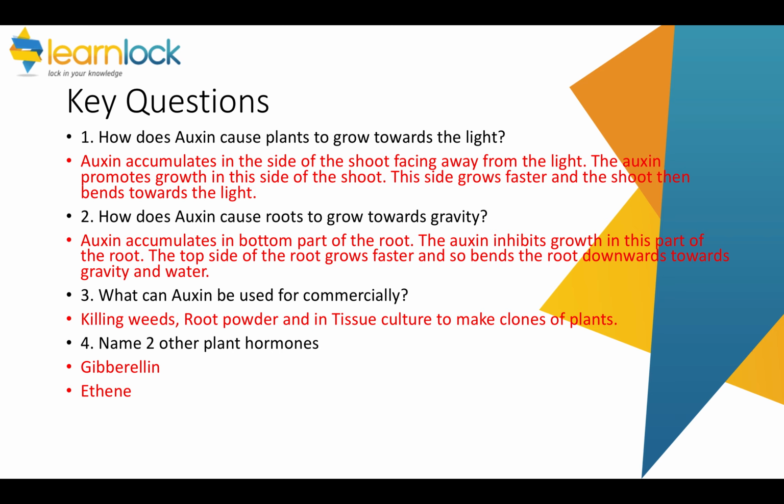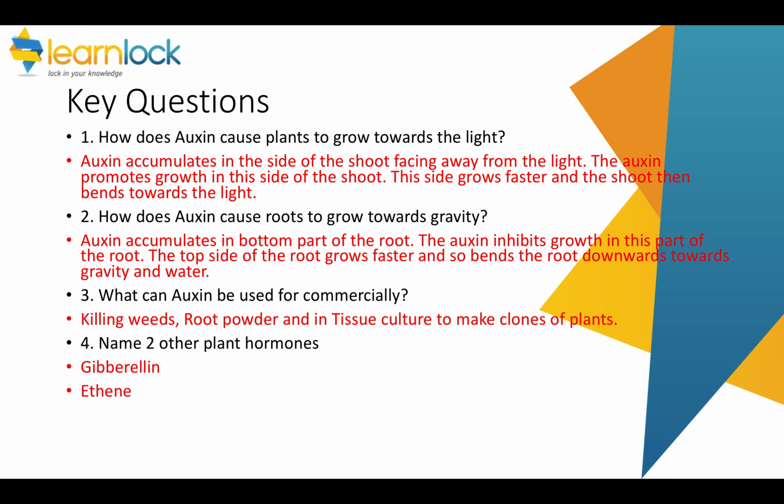In a root, how does auxin cause it to grow towards gravity? This time, auxin accumulates in the bottom part of the root, and it stops the growth in this part, or slows it down. Doesn't stop it, slows it down. This means the top side of the root will grow faster, and so the root will start to bend downwards towards gravity and towards water.